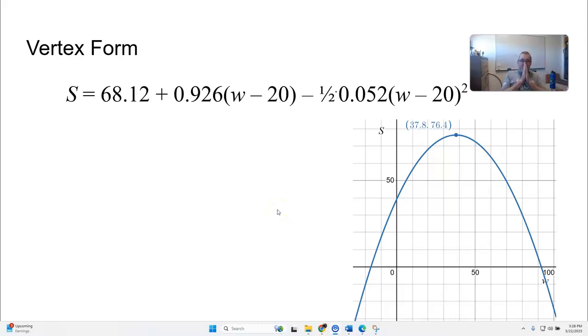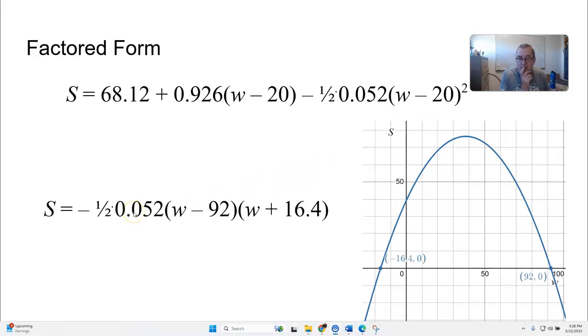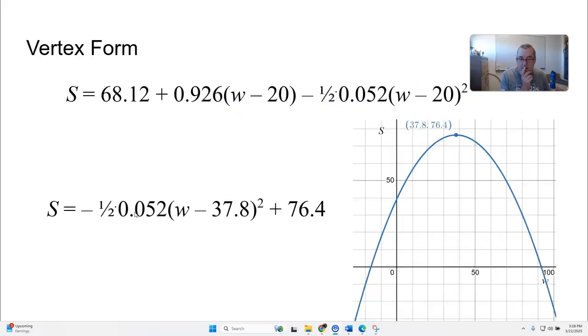What about vertex form? So again, vertex form would be graph the original function that you found in standard form, tap on it, click on it, you'll find the vertex. And now what we want to do is, referencing the basic parabola of 0, 0, we now have to shift to the right 37.8 units, and then up 76.4 units. And so, there we go. So still with that same leading coefficient, that can't change, but now W minus 37.8.